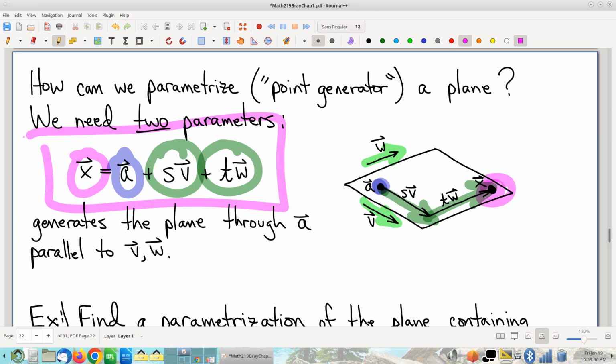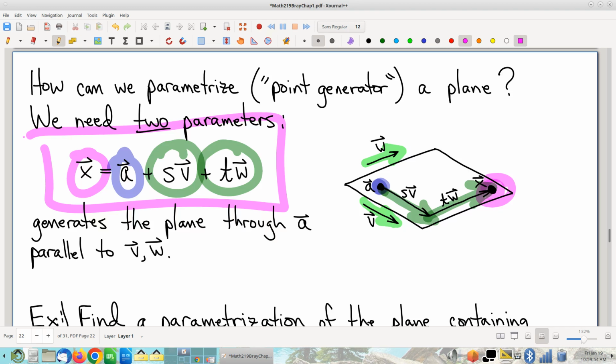Yeah? Do V and W have to be perpendicular? Nope. They can't be parallel, but they don't have to be perpendicular. So as long as V and W span the plane, you're good. Everybody good?